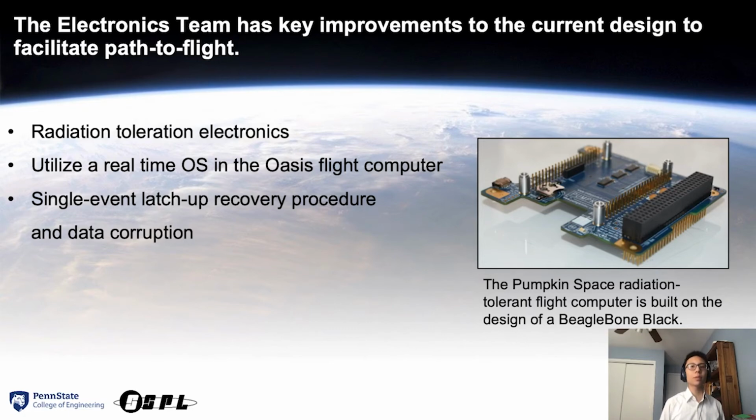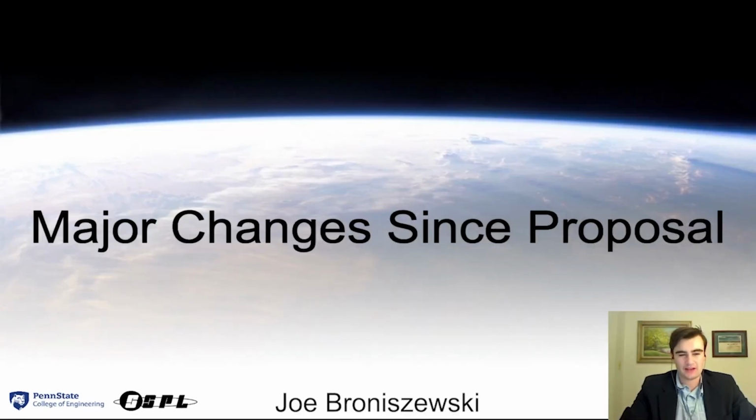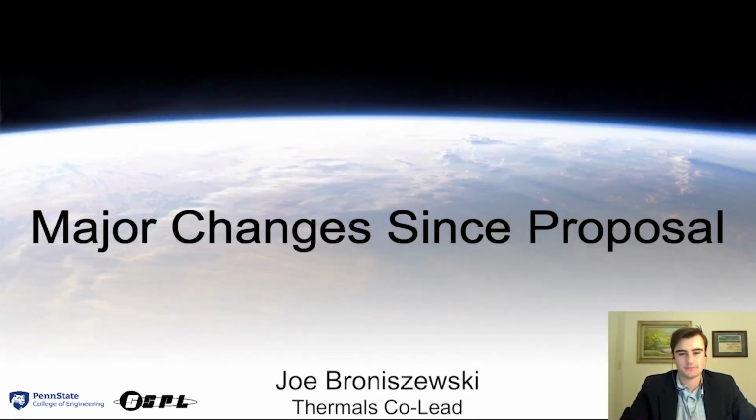For example, we plan to replace our flight computer, a BeagleBone Black, with a radiation-tolerant version developed by Pumpkin Space. We will also utilize a real-time operating system such as RT Linux to ensure guaranteed response time with the rover. Data error checking code and single event latch-up recovery procedure will also be implemented to guarantee system and data integrity. We will now discuss the major changes since the proposal.